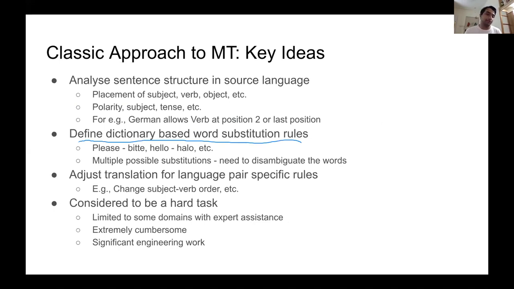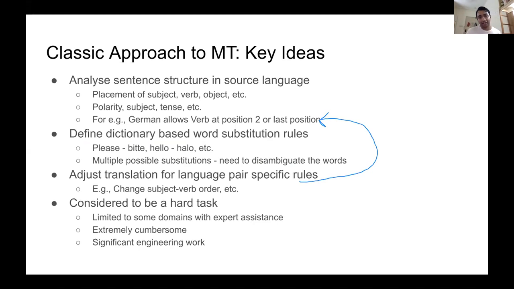So here, the idea is also that you might have to consider disambiguation when there are multiple possible substitutions, and you also want to assign probability scores to them, which we will get to in a minute. But once you've completed these two steps in a classic approach, you would basically apply these rules and translate the sentence and then adjust for language-specific rules. So like I said, the rule I highlighted here. So in the target sentence, you would then rearrange the words and so on, make some fixes to make it a coherent translation. So this is how a classic approach to machine translation was first envisioned when it was proposed.